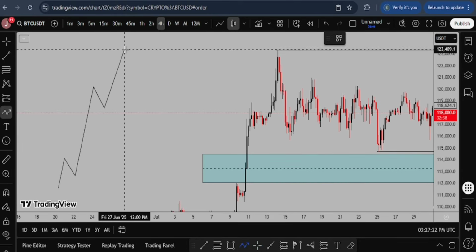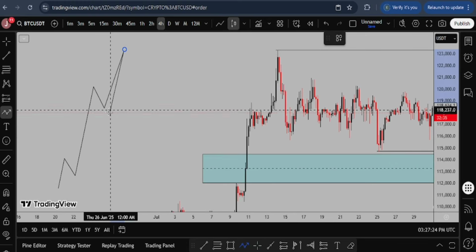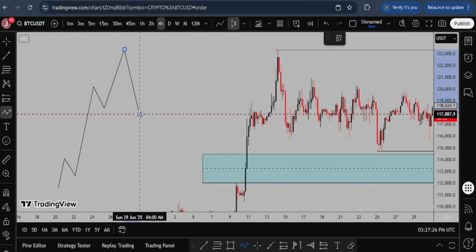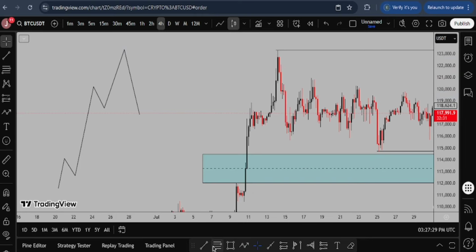Then all of a sudden, the market came down, took out this low, and it closed with a body.